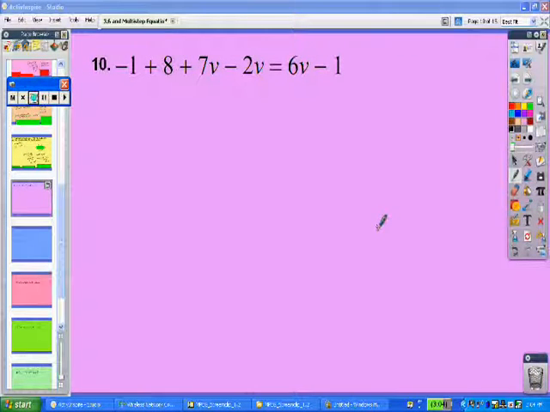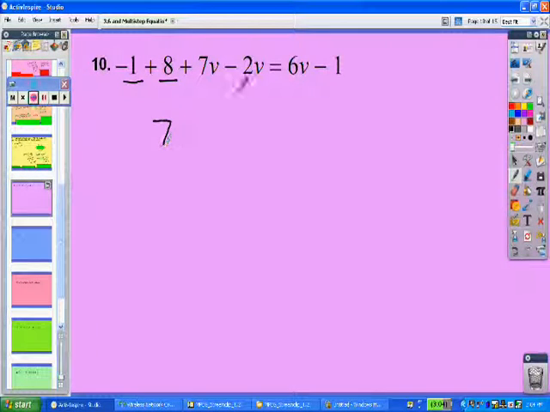Okay, let's practice solving some multi-step equations. Remember, you have to deal with parentheses and the distributive property first, and then combine like terms before you do anything else. In this one, I don't have any parentheses, but I have like terms. So negative 1 plus 8 would give me 7. 7v minus 2v would be 5v. On the other side of the equal sign, I don't have any like terms, so I would just bring everything else down.